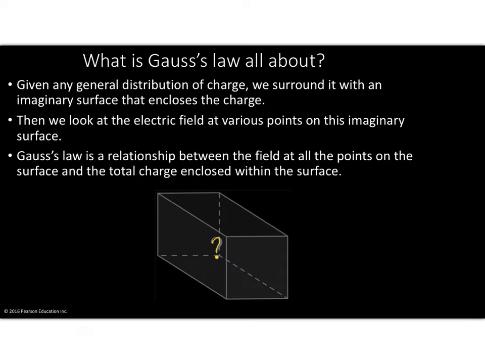And then we're going to look at the electric field at points on the surface in order to find the total flux through the surface. What we're going to eventually find is that Gauss's law gives us a relationship between the field on the points on the surface and the total charge that's inside the surface. This is going to be a really useful way to allow us to find electric field expressions due to charge distributions, and it's going to be way easier than the integration you saw in Chapter 5.